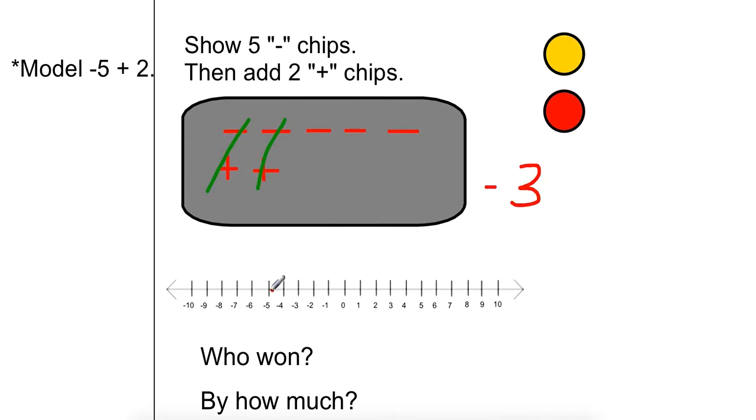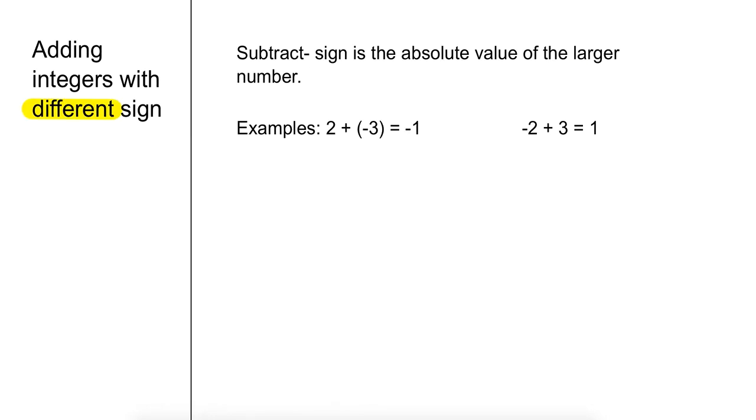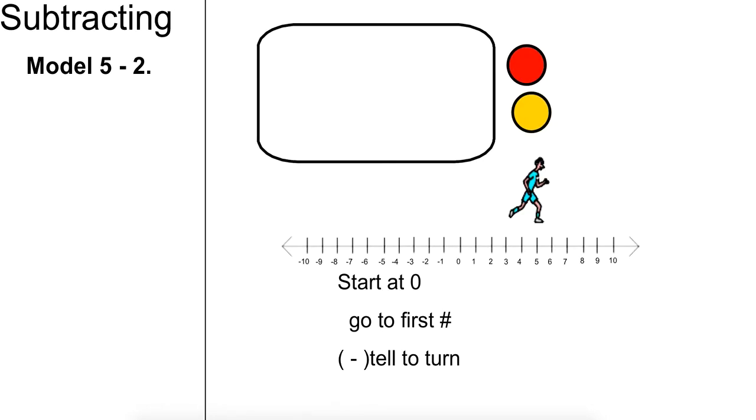Or if I'm starting at -5 and I'm always going to start facing the bigger numbers and I go 2 spots, 1, 2, I'm at -3. Who won in this case? The negatives. By how much? By 3. So there's 3 different ways to show it. All right, so let's look at subtracting. I'm going to model this one for you, and then you're going to do a couple yourself. 5 minus 2, so I have plus 5.